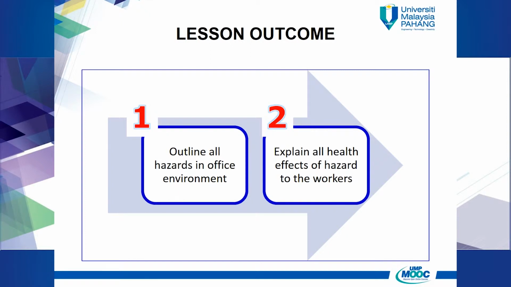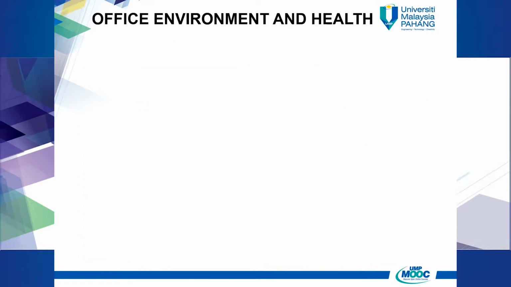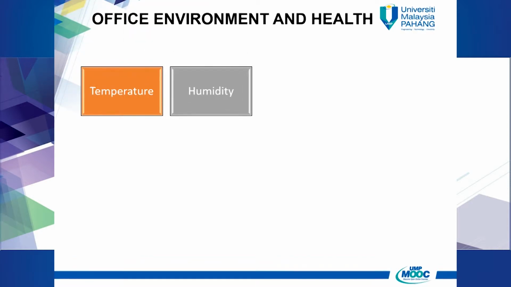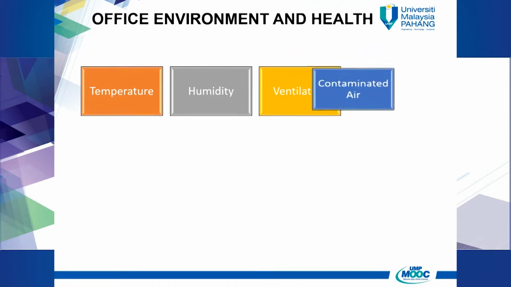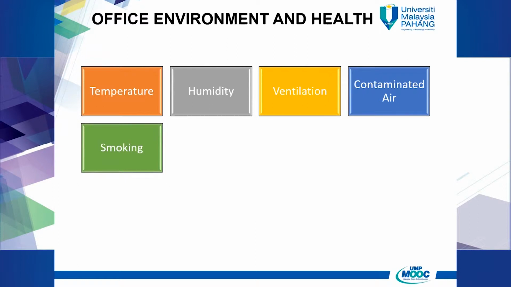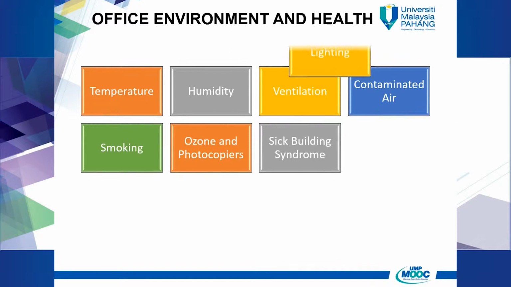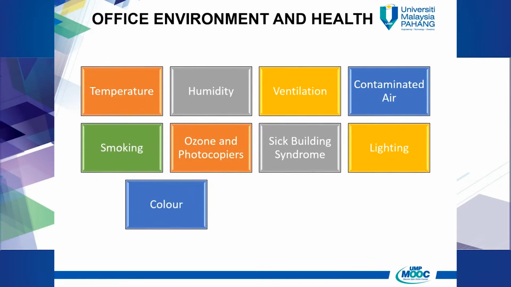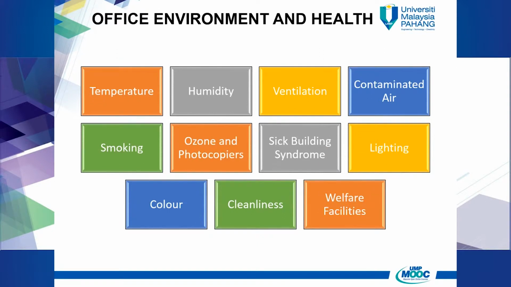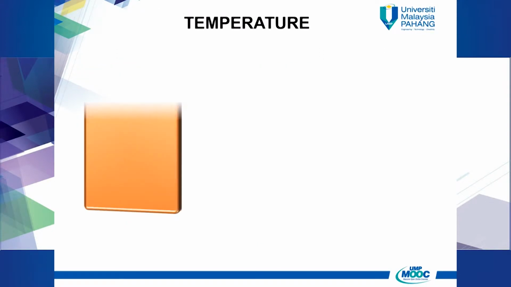In some of the larger offices, workers may experience some ill health effects which may be due to the office environment. To prevent such ill health in the office, we need to ensure several issues are addressed, including temperature, humidity, ventilation, contaminated air, smoking, ozone and photocopiers, sick building syndrome, lighting, color, cleanliness and welfare facilities. Now we will further discuss those issues.